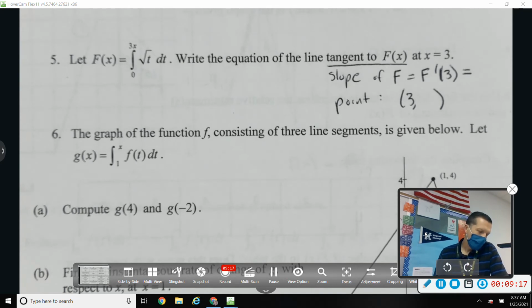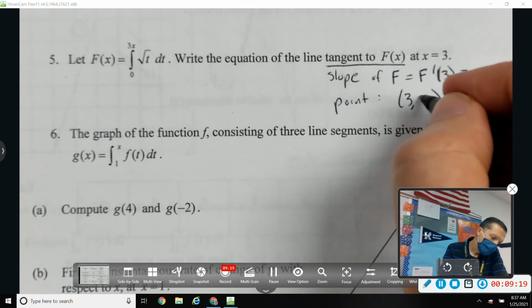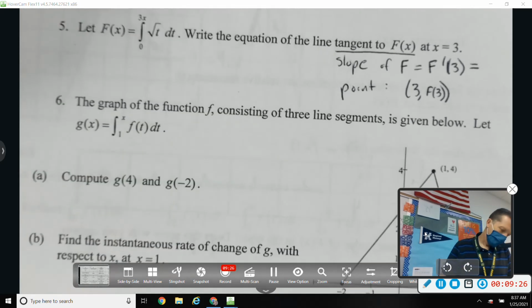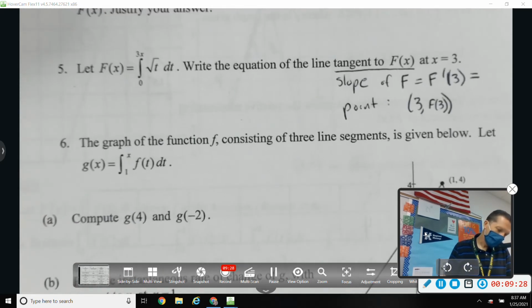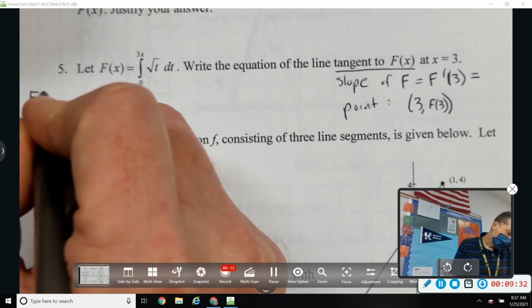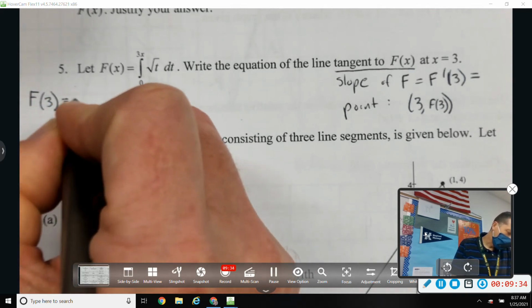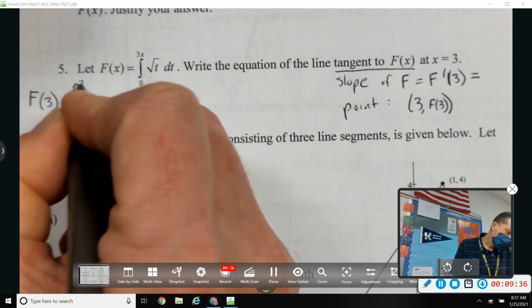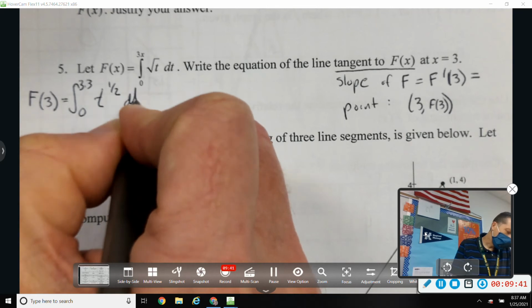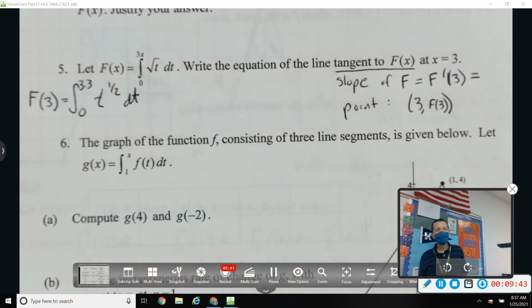Okay, so I guess I could put that in there. I need F of 3 and I need F prime of 3. I don't know which one's easier. Let's do F of 3 first. So F of 3 is the integral from 0 to 3 times 3 of t to the 1/2 dt. I switched it because I don't want to integrate a square root. I want to integrate a power. So I switched it to t to the 1/2.